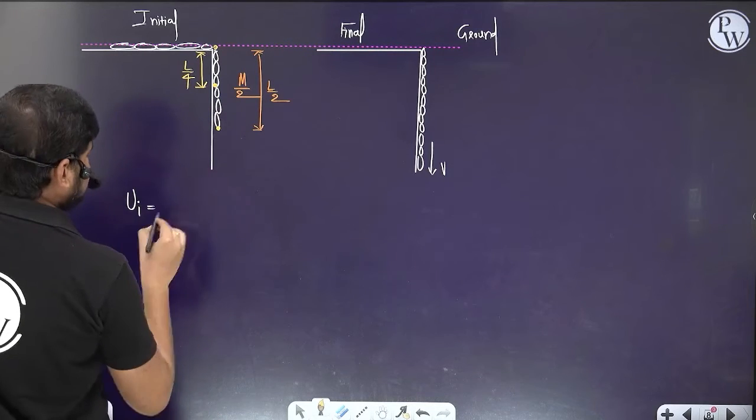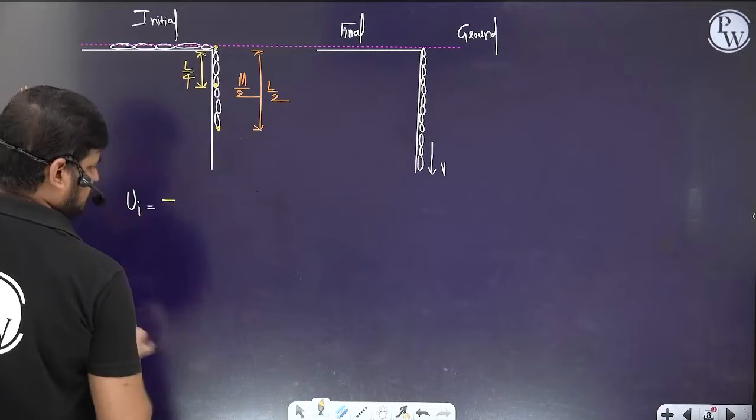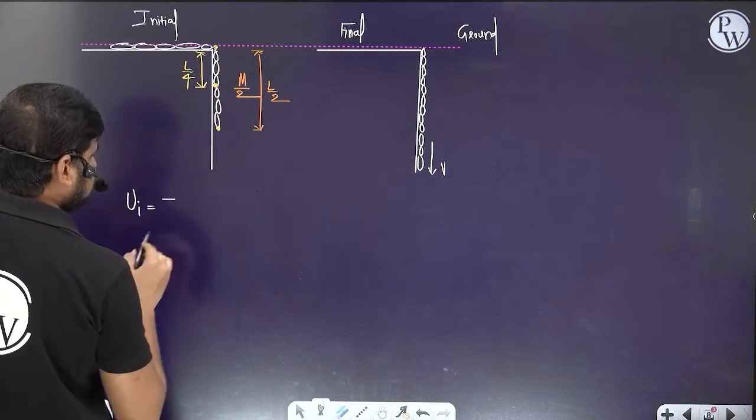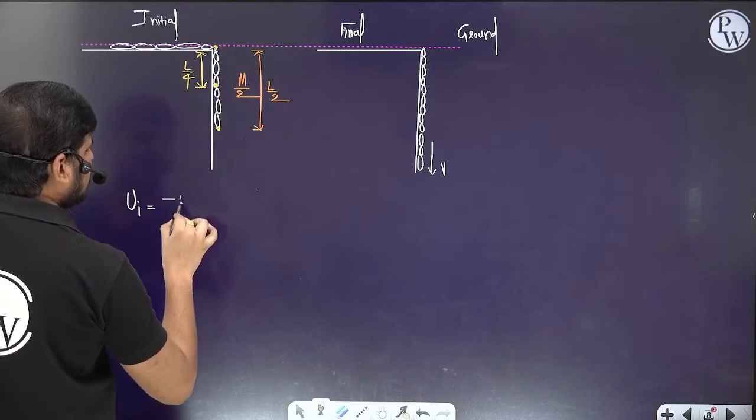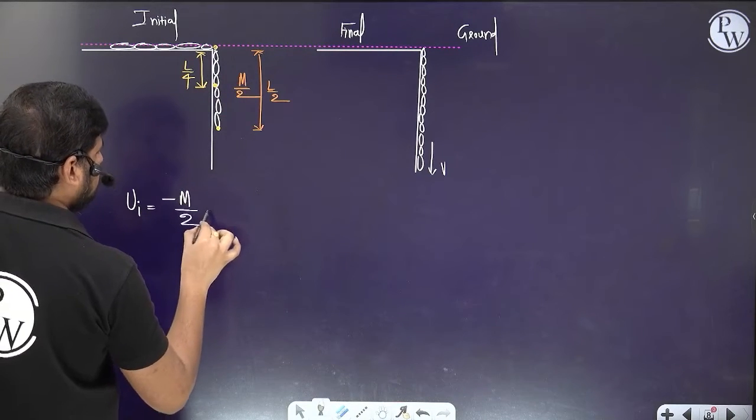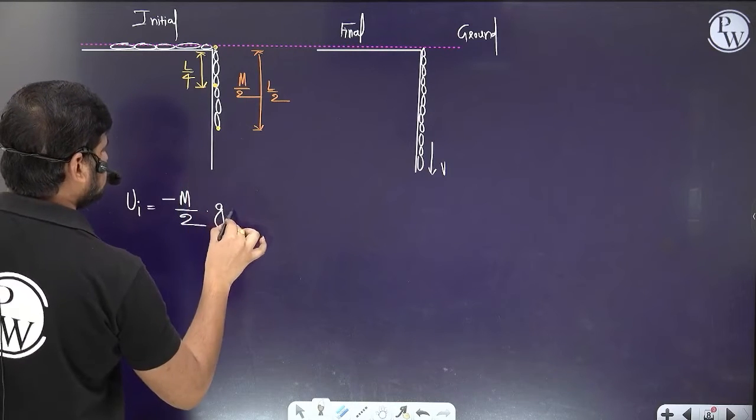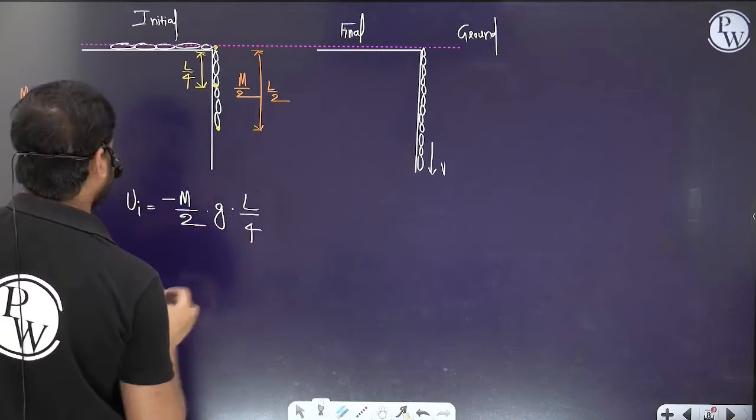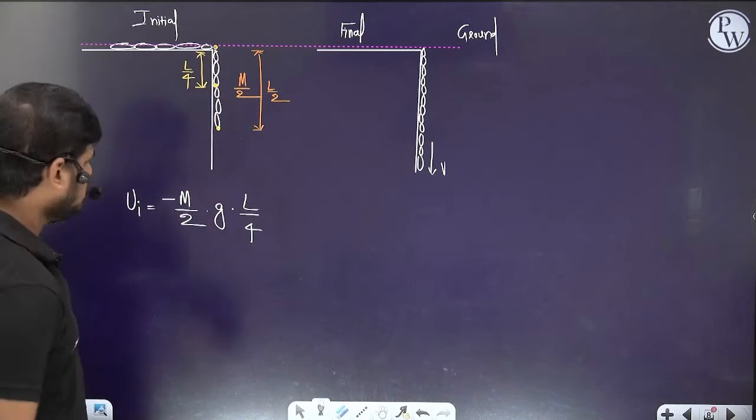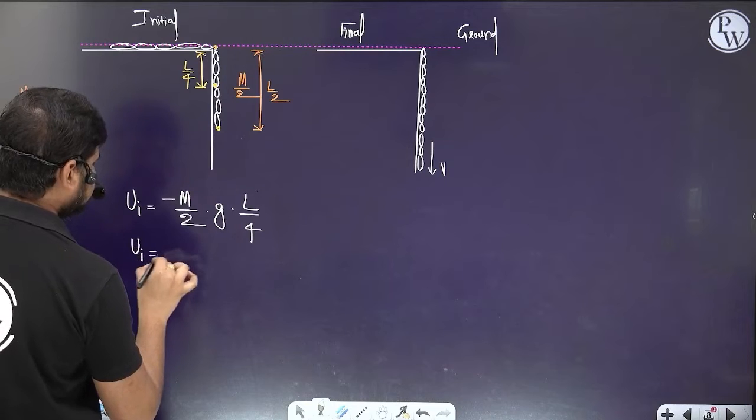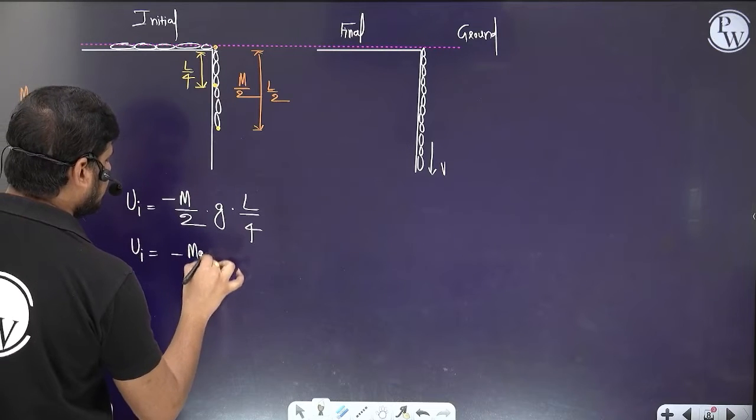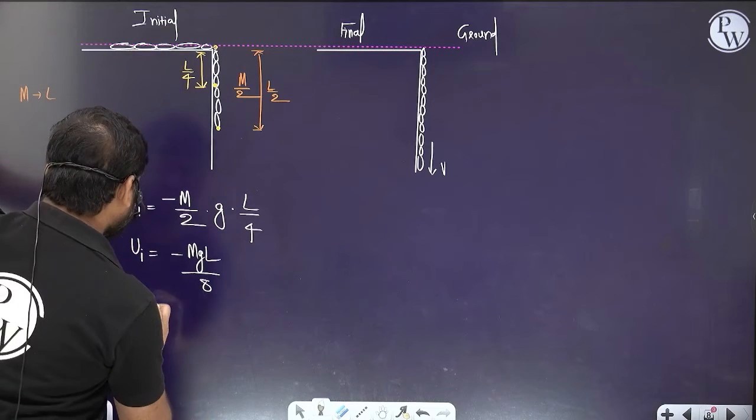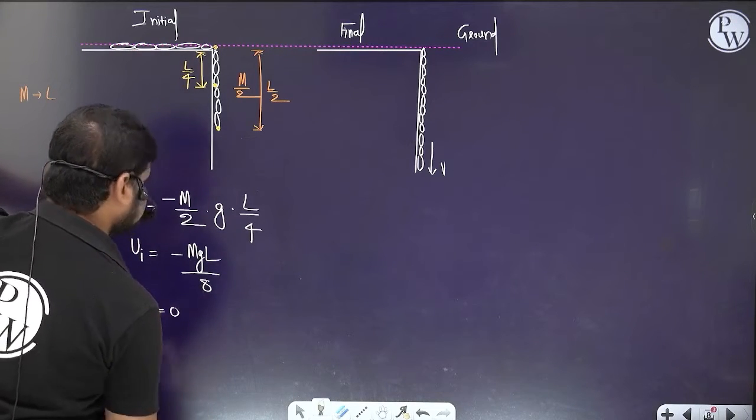Now the initial potential energy Ui of this chain is minus the mass of the hanging part, minus m by 2 into g into height h. What is the h? L by 4, yes or no? Why minus? Because it is below the ground. So the initial potential energy is minus mgL by 8. And its initial kinetic energy is 0 because it is at rest, right?